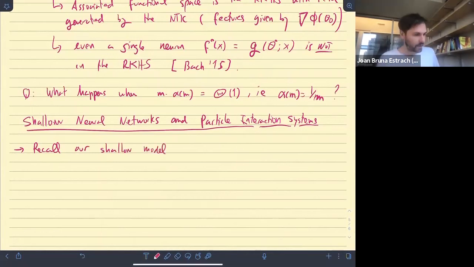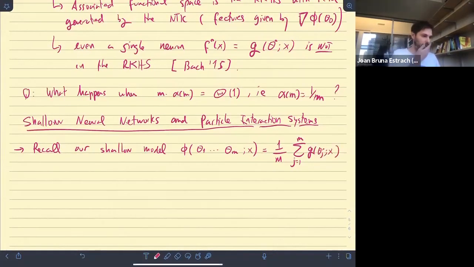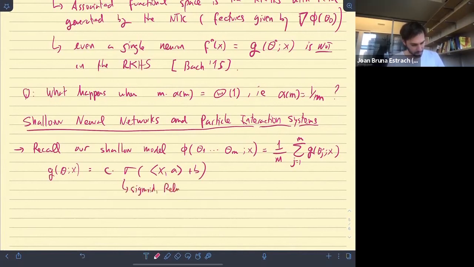Now we have a hypothesis that is parameterized by positions, parameters theta 1 to theta m. Now we are going to adopt the normalization that we just described before, which is 1 over m, times the sum of m of these simple functions g of theta j that depend on x. As a motivating example, these functions g can be whatever, but just think that they are ridge functions, that we also described a couple of weeks ago. For example, a sigmoid, ReLU, etc.